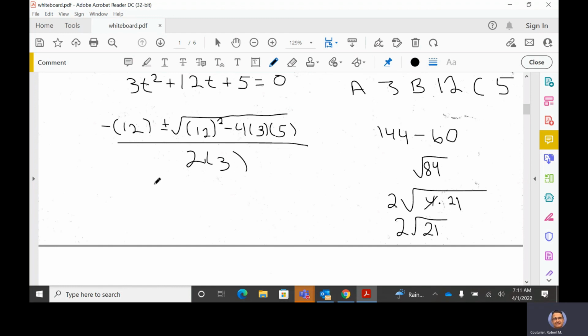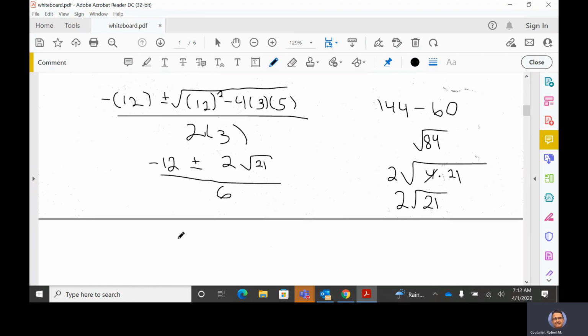Now we can rewrite this. The opposite of 12. So negative 12 plus or minus 2 square roots of 21, all over 6. And look, these three coefficients reduce. 2 goes into that. It's negative 6 times, plus or minus. That goes away. Square root of 21 all over 3. Like that, you've been able to reduce this.